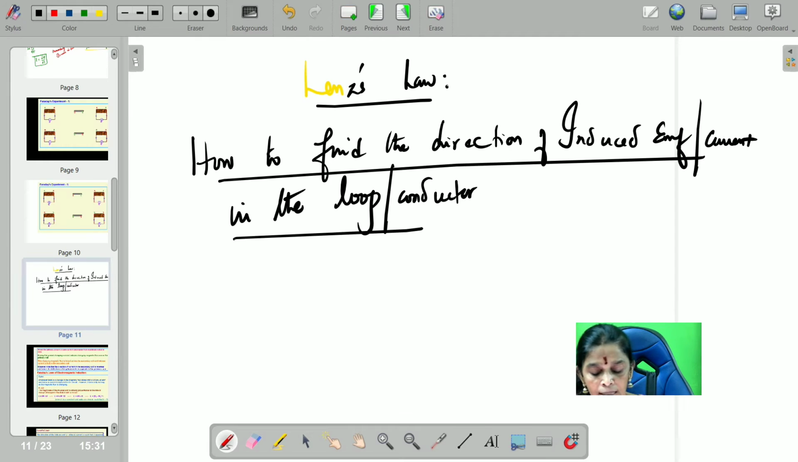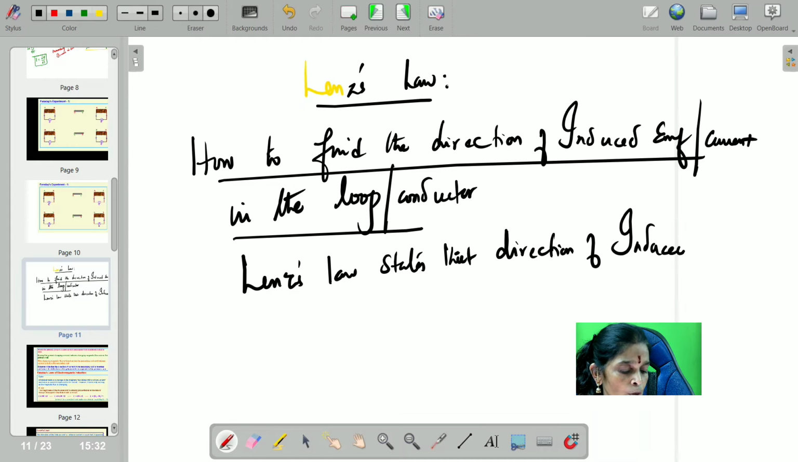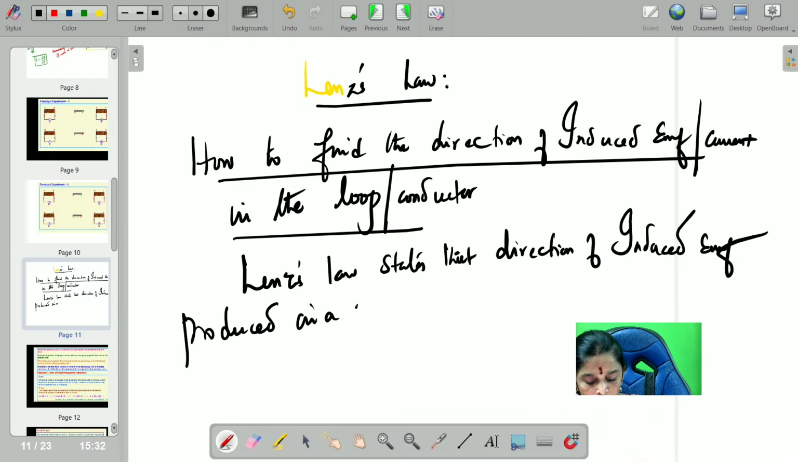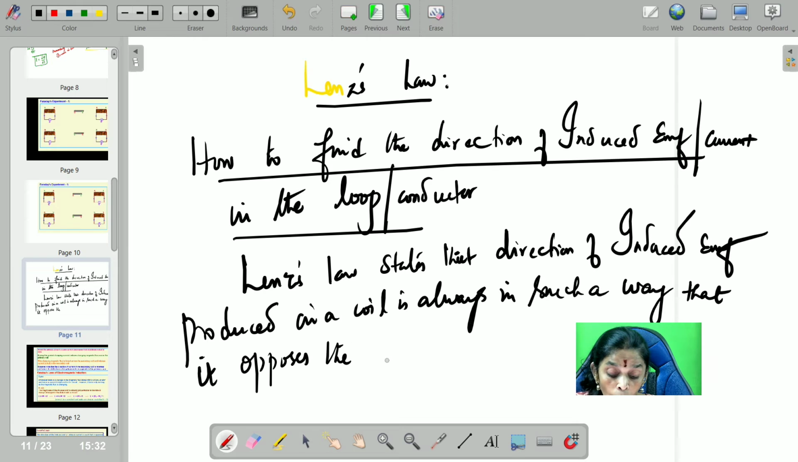You have to see that. How to find Lenz's law? Lenz's law states that the direction of induced EMF produced in the coil is always in such a way that it opposes the cause of change in magnetic flux. Opposes the cause of change in magnetic flux.